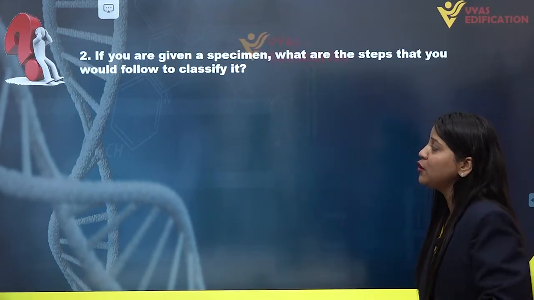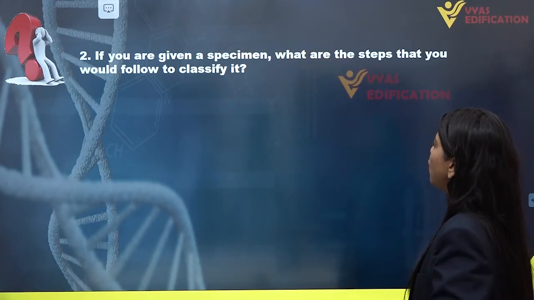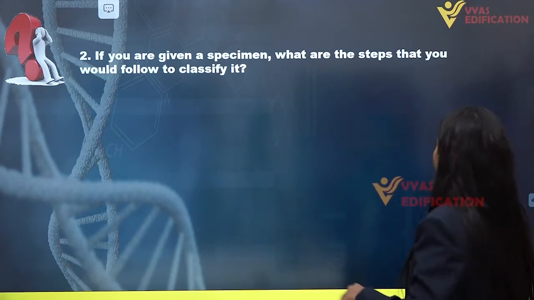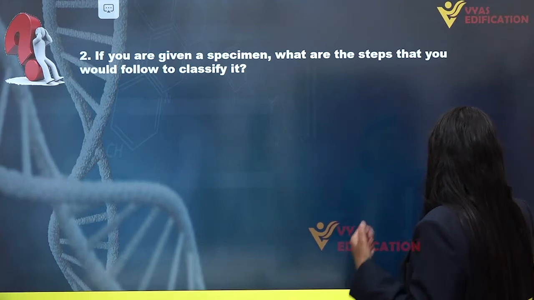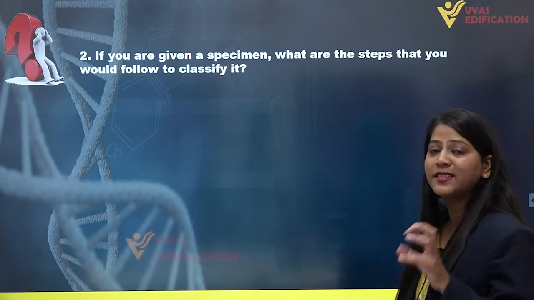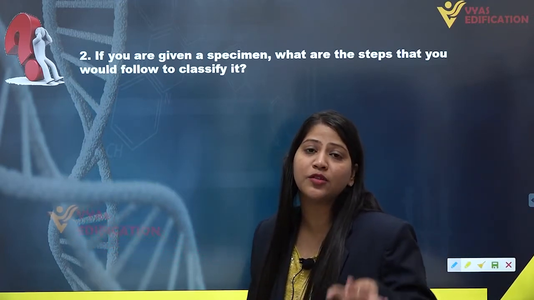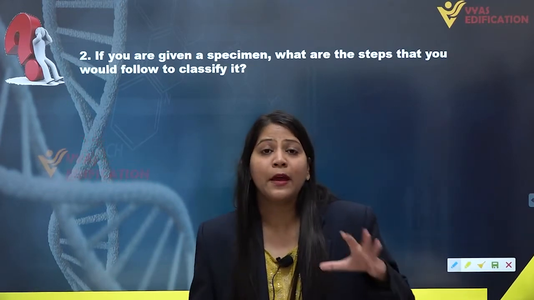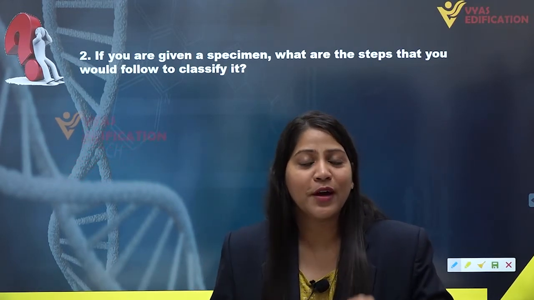On the screen: if you are given a specimen, what are the steps that you would follow to classify it? So the question is asking, if we are provided with a specimen, then what are the basic steps to classify that organism into its respective category? So first of all, we know that there are some fundamental features.